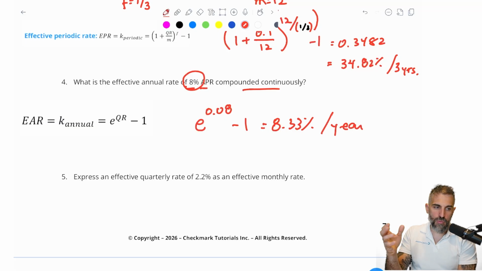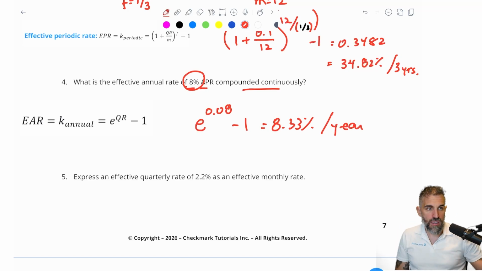So remember that example from earlier? If I take 8% and I divide it into tiny, tiny little pieces, like every second, and then I spread that out over a year, it would work out to be 8.33%.